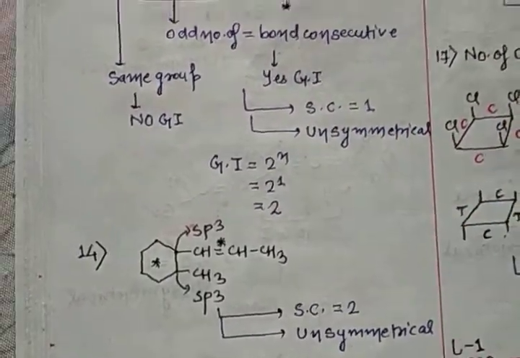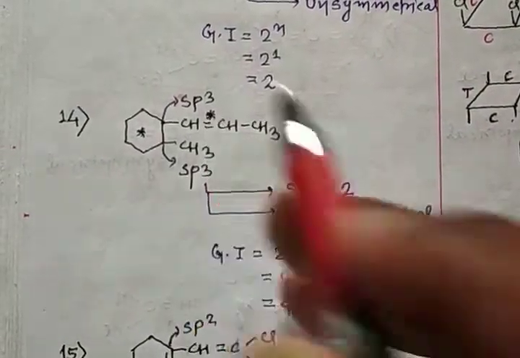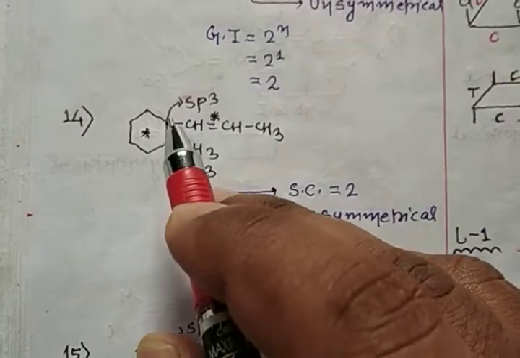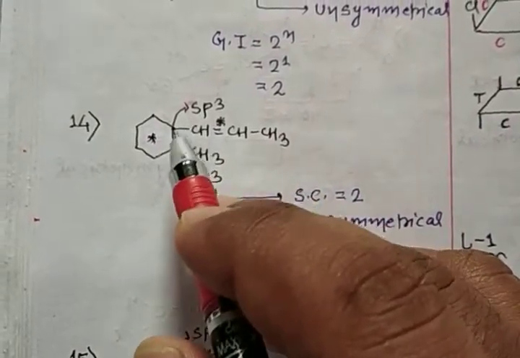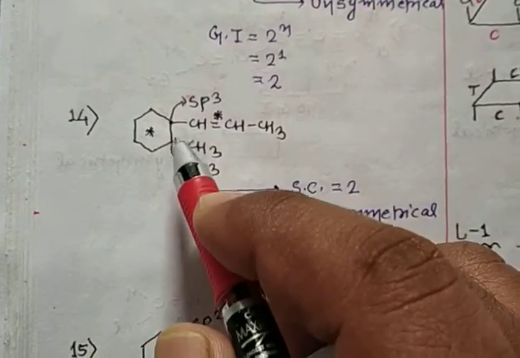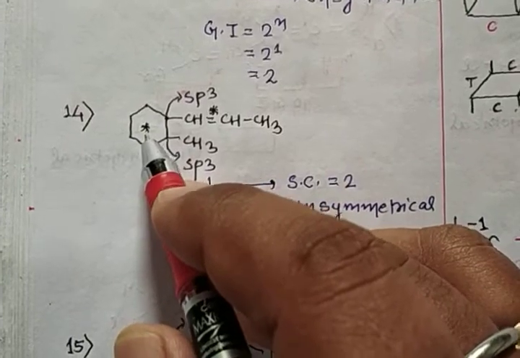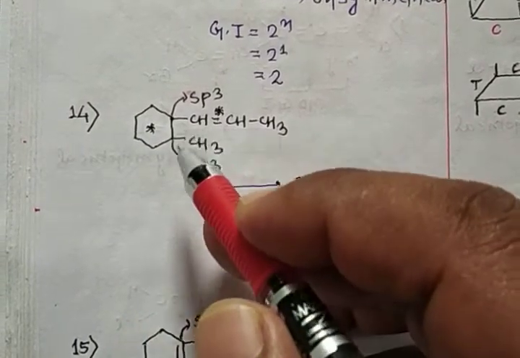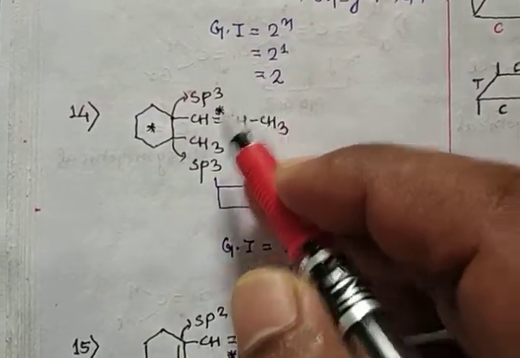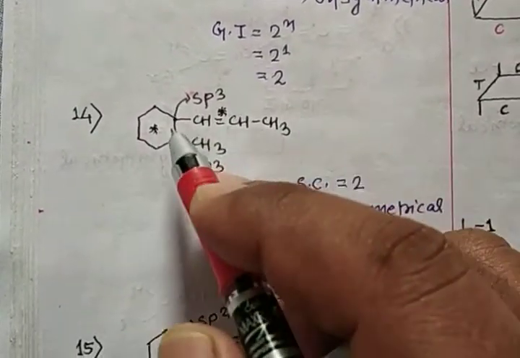Now question number 14. Just check. In this case, this is one stereo center, and you know this is sp3 hybridization. sp3 is very important. So one side is the whole group, a cyclic structure, so one ring is also a stereo center. So this is one. One side hydrogen, one side CH3 and one side the whole group. And this carbon.